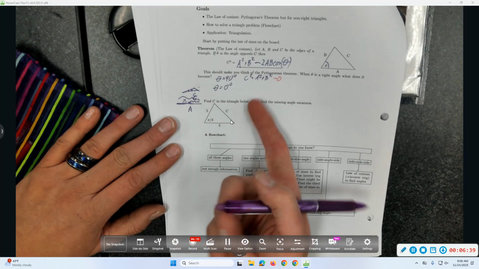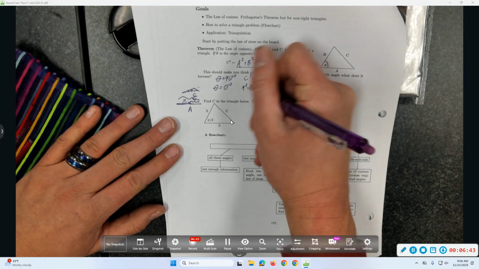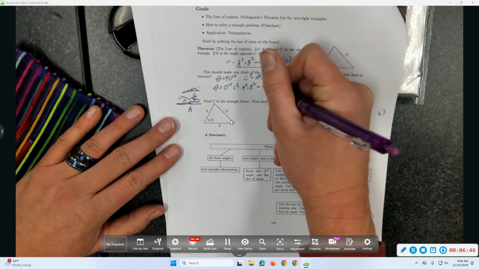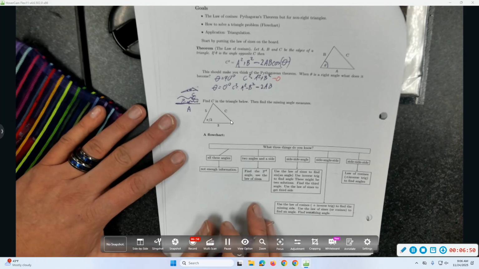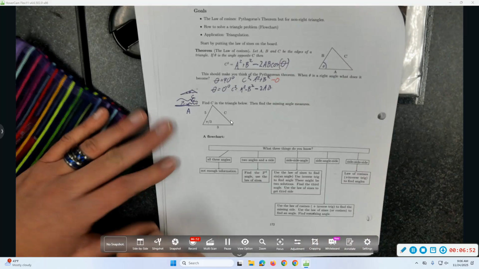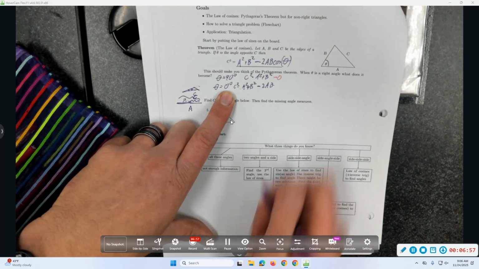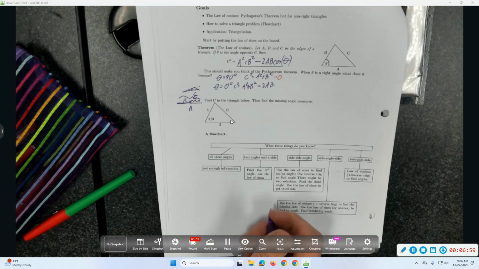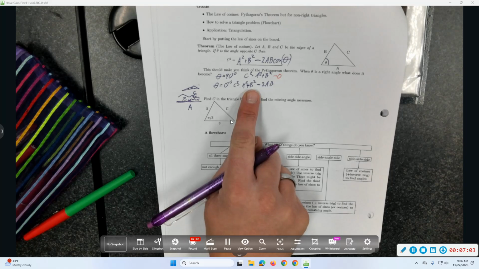Let's see if this does the job. So I should see A squared plus B squared minus 2AB. What's the cosine of 0? So times 1. Oh, so C squared is A squared plus B squared minus 2AB. But what's the right hand side? What does that make you think of now? Does it factor? How does it factor?